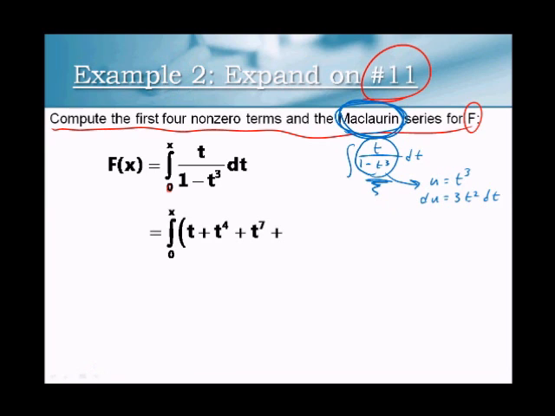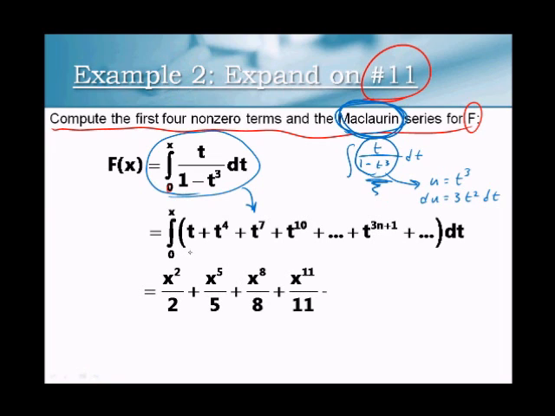I'm just going to say that if I'm trying to take the integral from 0 to x of t over 1 minus t cubed dt, really, I could just do term-by-term integration on the Maclaurin series that we found in the previous problem. So t plus t to the 4th plus t to the 7th plus t to the 10th plus etc. The nth term being t to the 3n plus 1. Okay, why don't we do it? Just term by term.